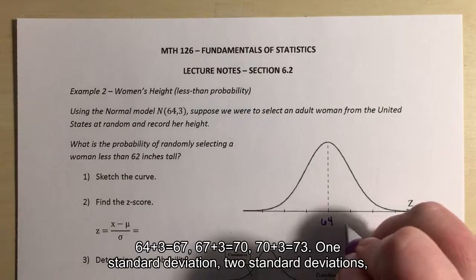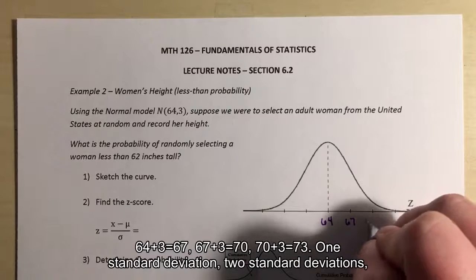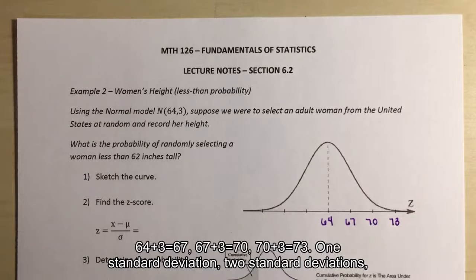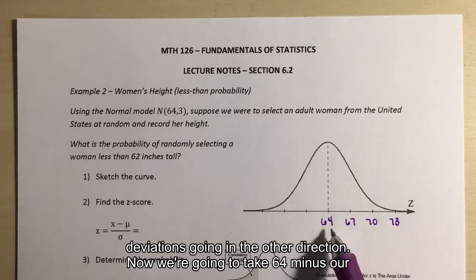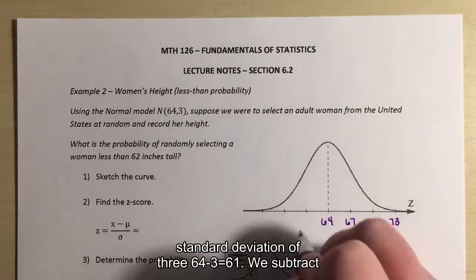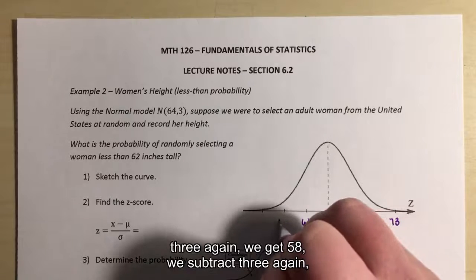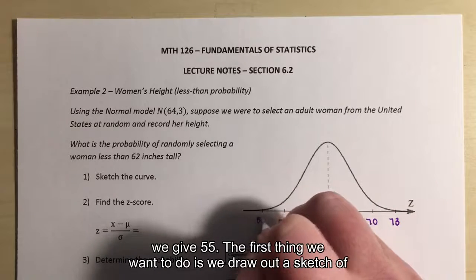So 64 plus 3 gives us 67. 67 plus 3 gives us 70. 70 plus 3 gives us 73. So 1 standard deviation, 2 standard deviations, 3 standard deviations. Now we're going to label 3 standard deviations going in the other direction. So we take 64 minus our standard deviation of 3. 64 minus 3 gives us 61. We subtract 3 again, we get 58. We subtract 3 again, we get 55.